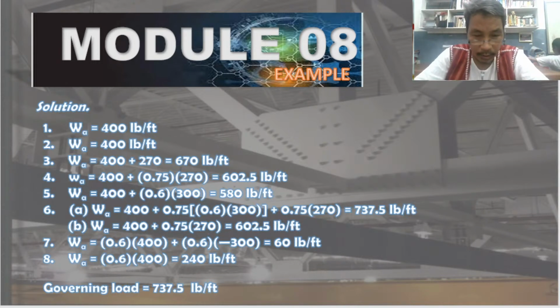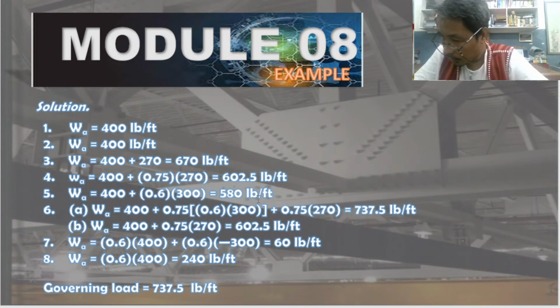Equation number 5 is dead load plus 0.6 wind load or 0.7 earthquake load. So let us do both. Okay. So we do not have a given earthquake load. So that's why for equation number 5, we only need to calculate dead load plus 0.6 wind load. So that is equal to 580. Okay.